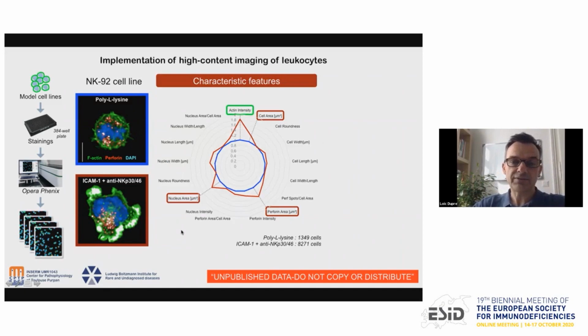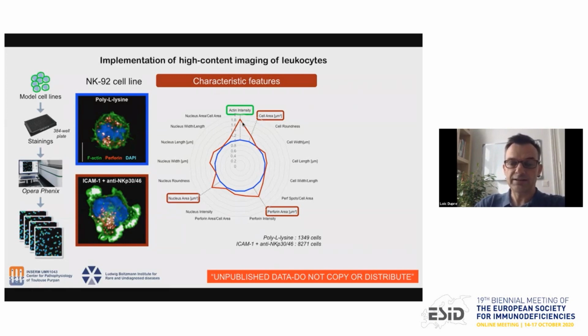With this approach, we can also automatically quantify characteristic features from the cells. Here you see in this radar plot profile that one of the features, as expected, highly upregulated upon activation of the NK92 cell is the F-actin content, actin intensity, that we could measure across thousands of cells in an automatic way.